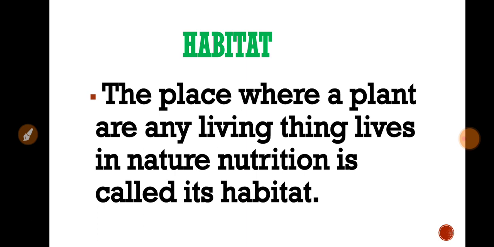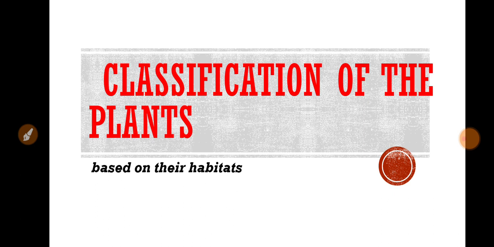Now, habitat. What is the meaning of habitat and what is its requirement? Actually, the place where a plant or any living thing lives in nature is called its habitat. Now, classification of the plants.